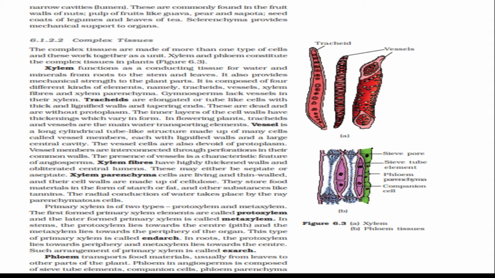Tracheids are elongated or tube-like cells with thick and lignified walls and tapering ends. These are dead and are without protoplasm. The inner layers of the cell walls have thickenings which vary in form. In flowering plants, tracheids and vessels are the main water-transporting elements.